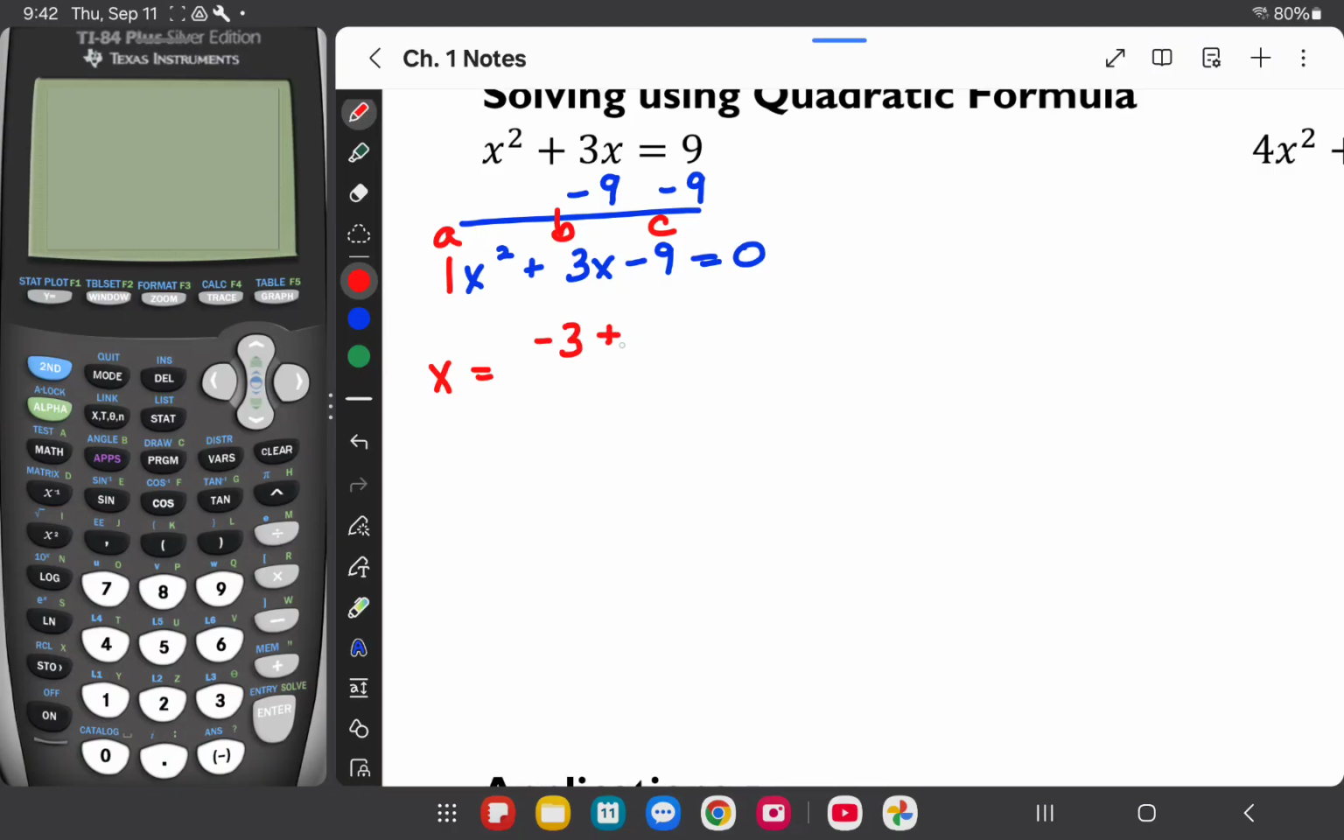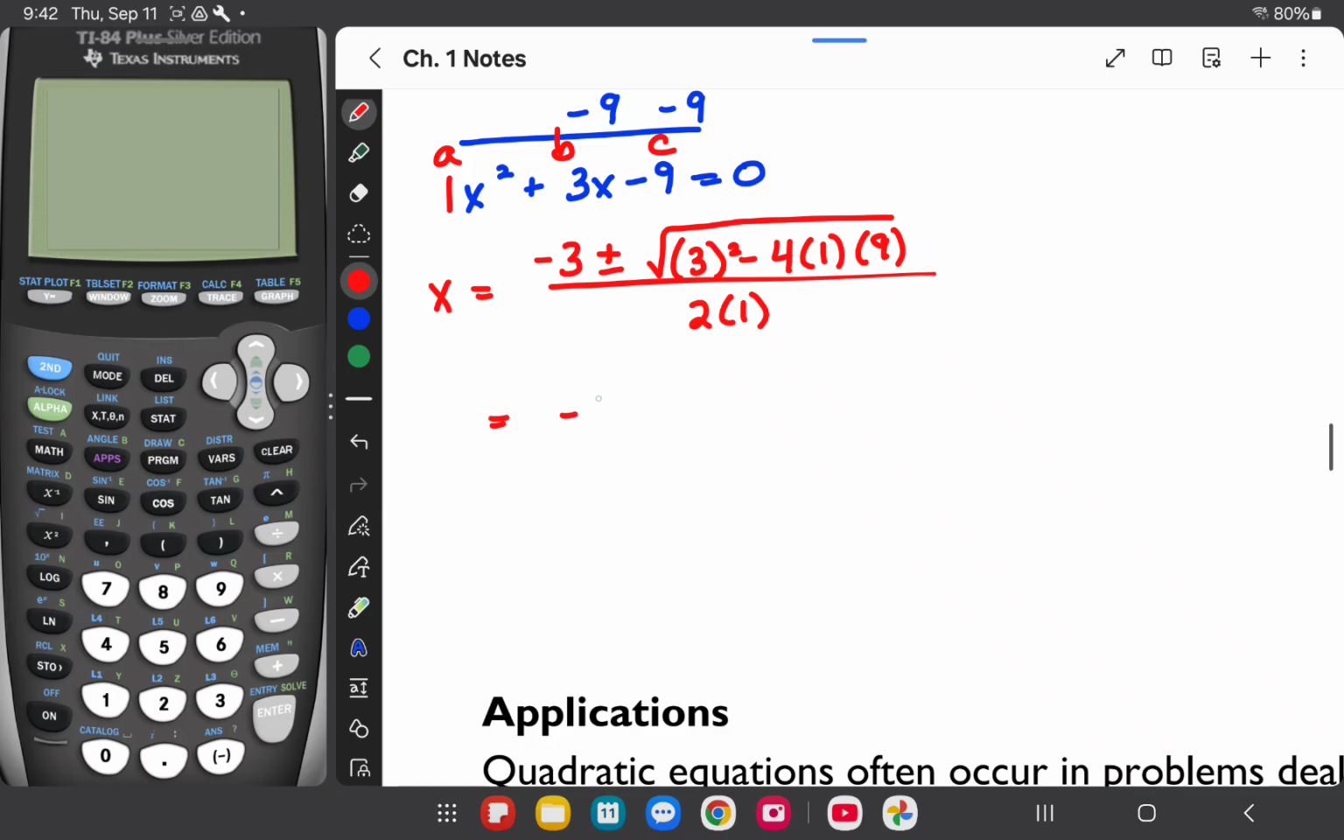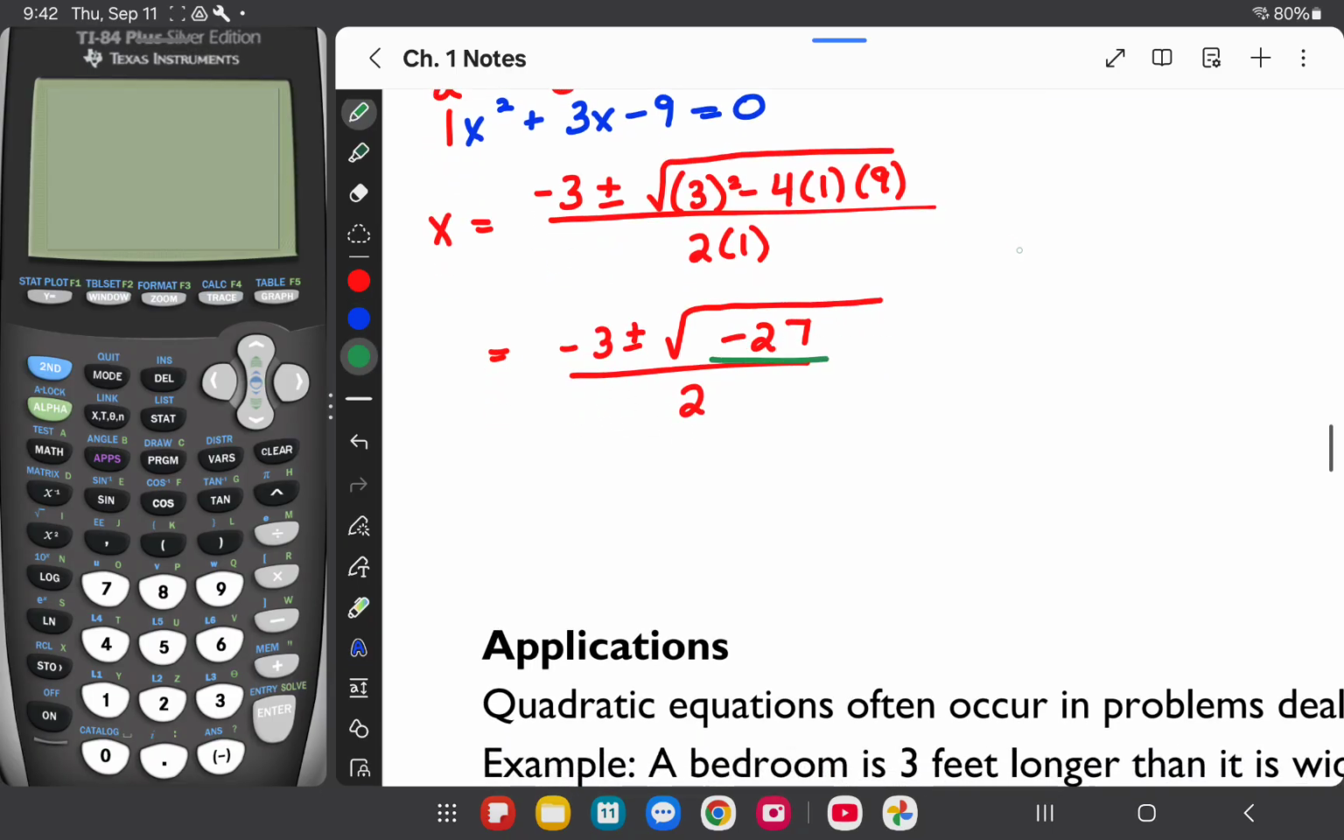Plugging those in, we get negative 3 plus and minus the square root of 3 squared minus 4 multiplied by 1 multiplied by negative 9, all of this over 2 multiplied by 1. Simplifying what's under the radical, we'll go ahead and take 3 squared, which is 9, minus 4 times 1 times negative 9, which is negative 36. 9 minus negative 36 leaves us with... and 2 multiplied by 1 underneath the fraction is 2.